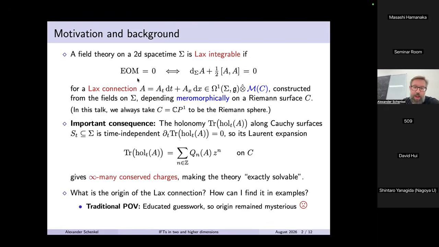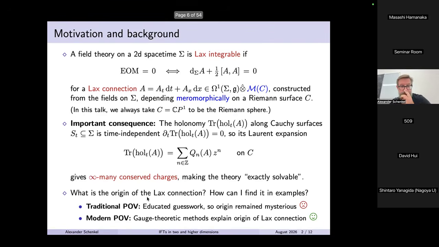How people have dealt with this issue in the past is that in the earlier days of integrability, people developed a good feeling, a good intuition for how this works, and based on educated guesswork, they could construct Lax connections in a quite huge class of examples. However, the actual, conceptual origin remained mysterious when using this educated guesswork approach. A more modern point of view, which I come back to in the next slide, is that you can use gauge theoretic methods to explain the origin of the Lax connection.